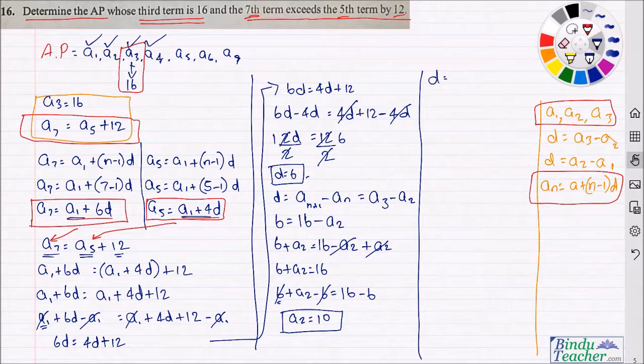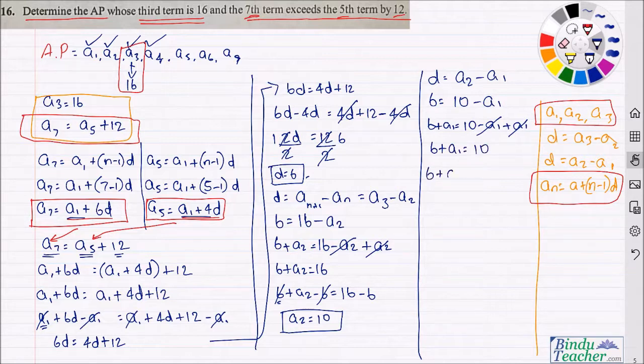So again, we can use the formula D equal to A2 minus A1 because the common difference should be the same between all the consecutive terms. The value of D is 6 equals the value of A2 we just identified as 10 minus A1. So here again we will balance the equation. 6 equals 10 minus A1. I'll add a plus A1 here and a plus A1 here. Minus A1 plus A1 cancel out each other. We have 6 plus A1 equal to 10.